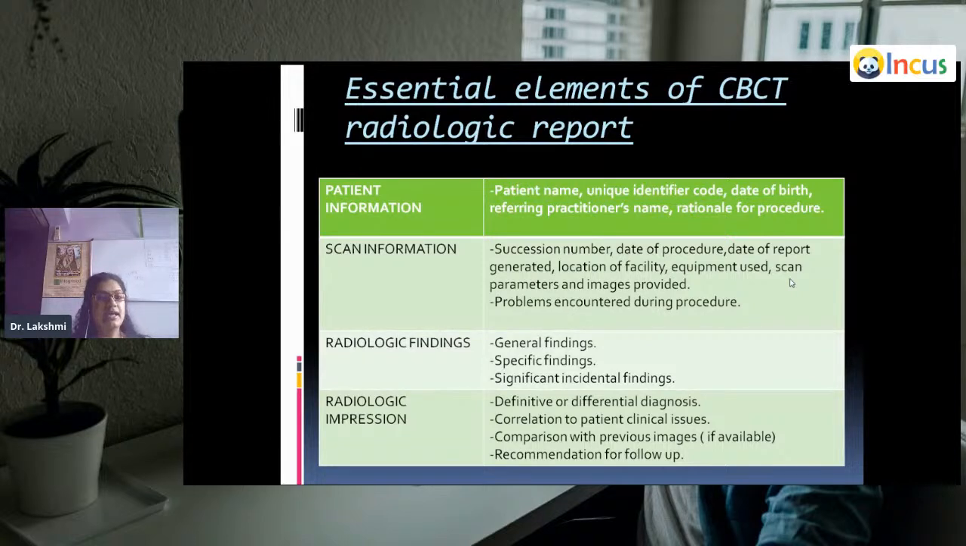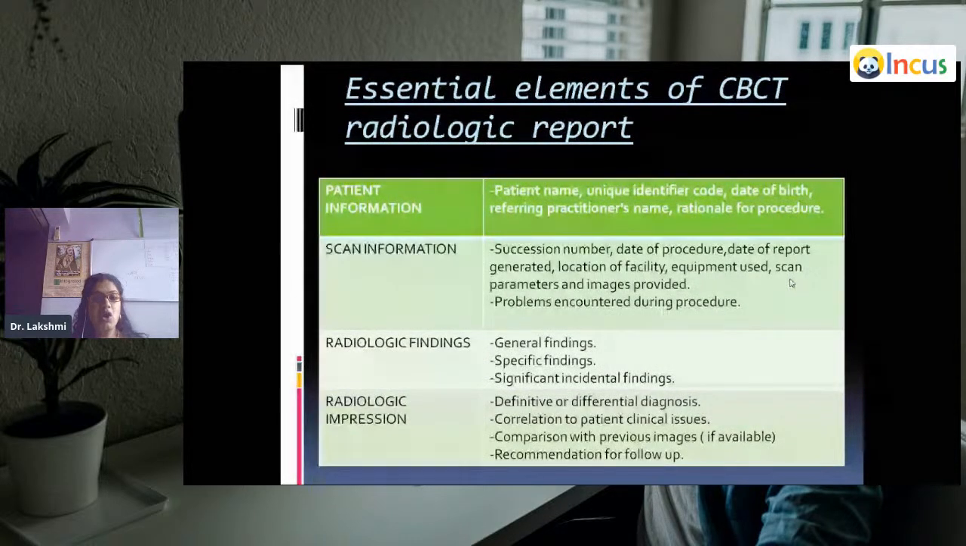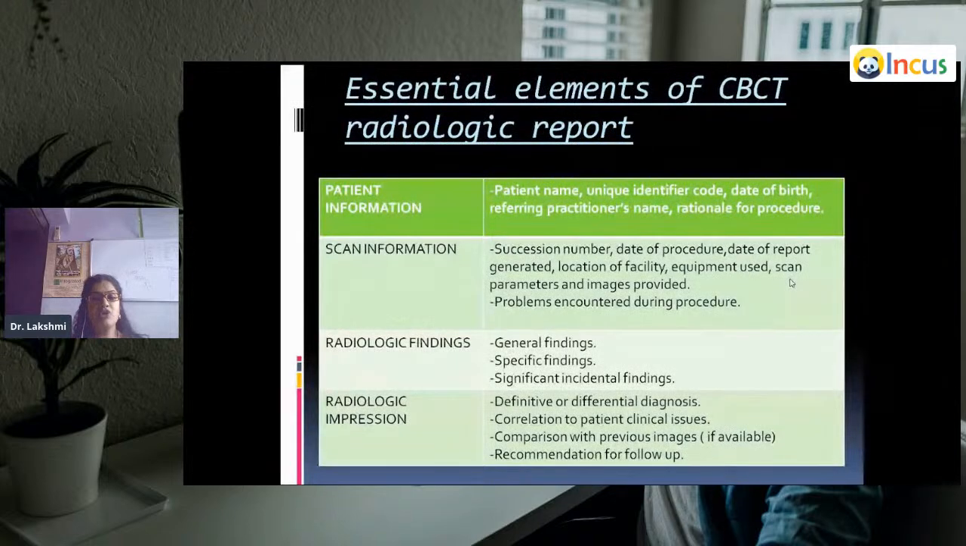and images provided, and problems encountered during the procedure, such as patient motion artifact, have to be mentioned. Then the third heading, radiologic findings. You have to write the general findings, specific findings, and significant incidental findings. Then coming to radiologic impression, you have to give a definitive or differential diagnosis, correlation to patient clinical issues, comparison with previous images if available, and a recommendation for follow-up, or even recommend any other imaging modality so that the diagnosis becomes better. So these are the essential elements of a CBCT radiology report.